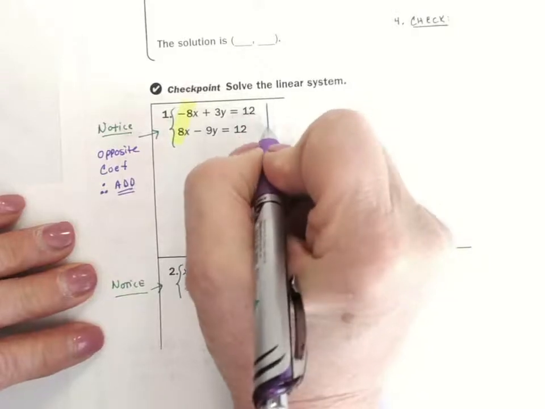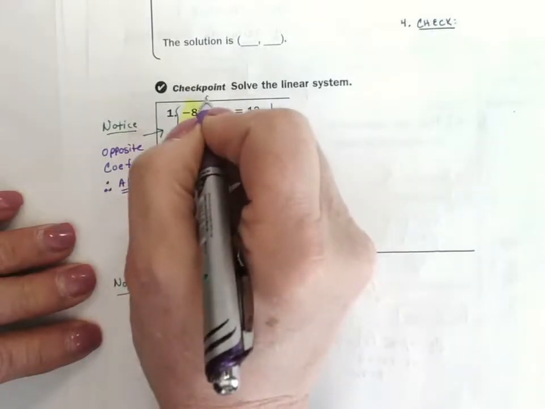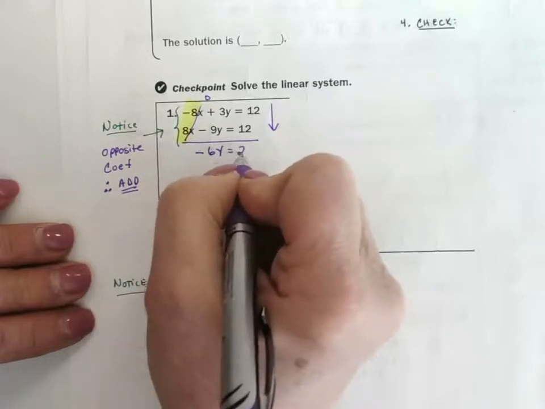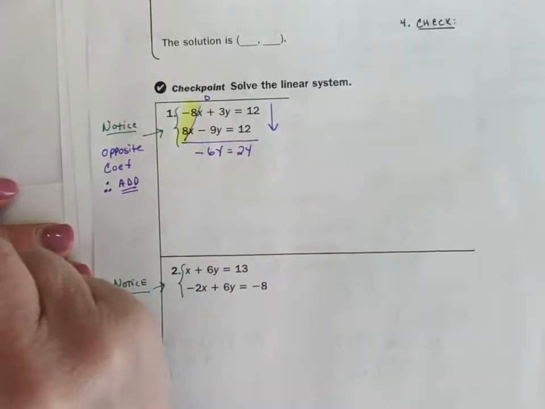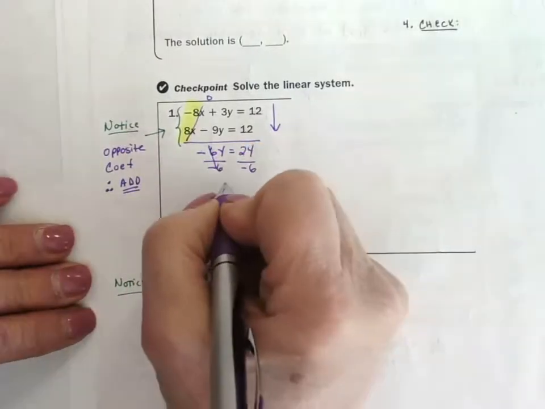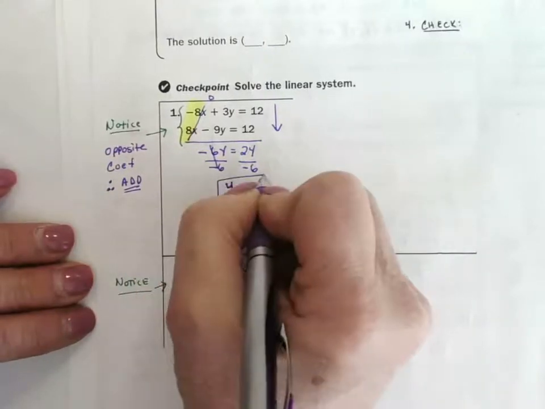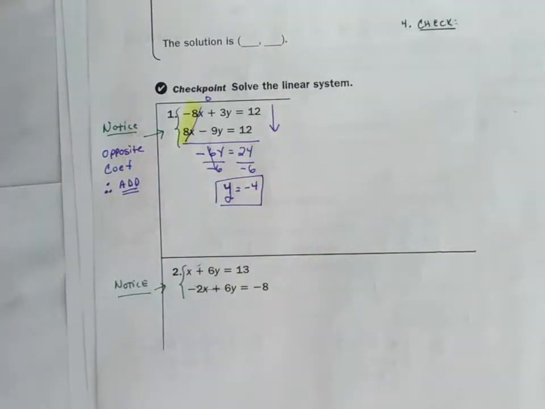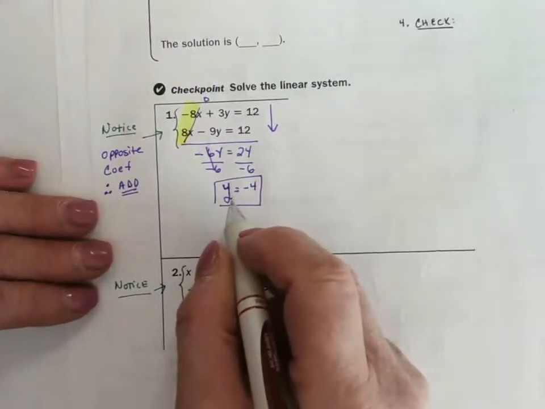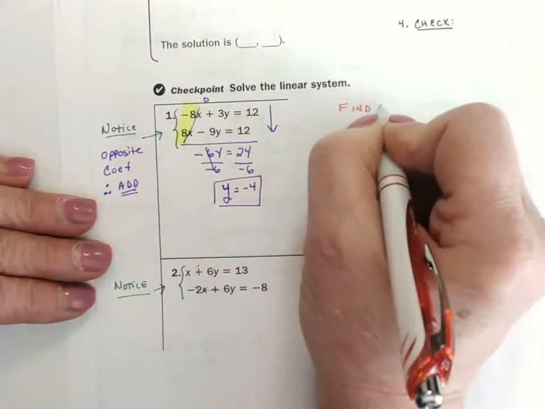Okay, so I put an arrow because we're adding down. That's going to cancel and be 0. We're going to get -6y equals 24. Divide by -6. Y equals -4. Now, we know y. We want to, and I do it usually in a second column, we want to find x.